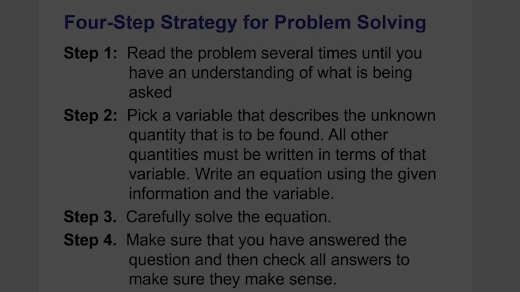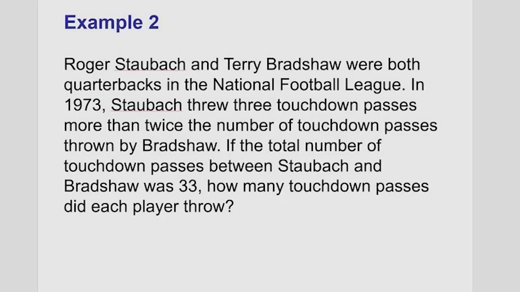And then check to make sure that they make sense, which I've already talked about. So for example, Roger Staubach and Terry Bradshaw, I'm sorry if I said that person's name wrong, were both quarterbacks in the National Football League. In 1973, Staubach threw 3 touchdown passes. Okay, so here we go. Let's look and see what's important. Is it important the names of the people that were in the National Football League?